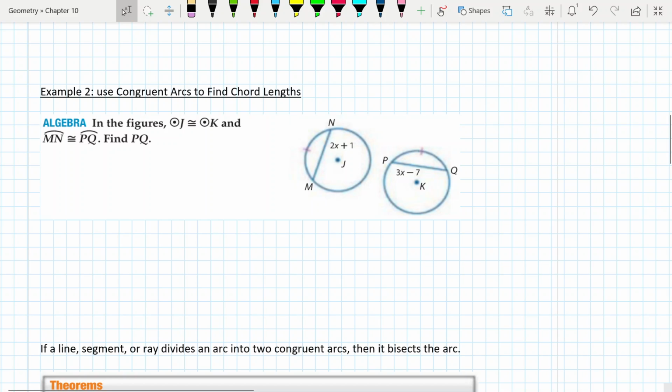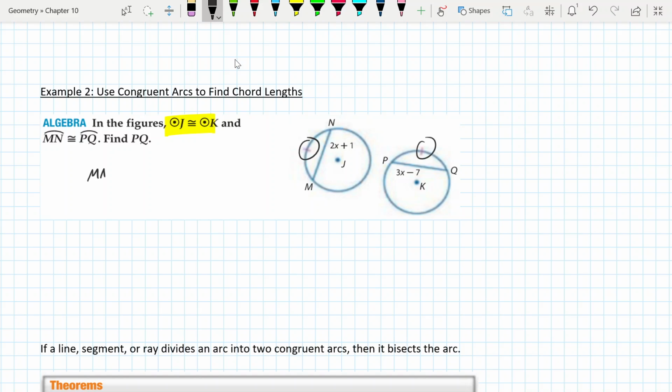Let's do another example here. Use congruent arcs to find chord lengths. So this is where it can kind of step up a little bit, kick it up a notch. Here I have two congruent circles. They tell us that. That is an important piece of information. If they're not congruent, I've got nothing. But they are congruent. So I know that the two arcs, you can see they've marked them here, are congruent, which means their corresponding chords are congruent. So MN is going to be equal to PQ.